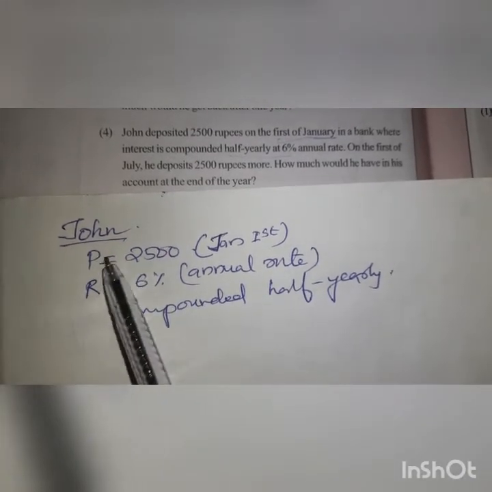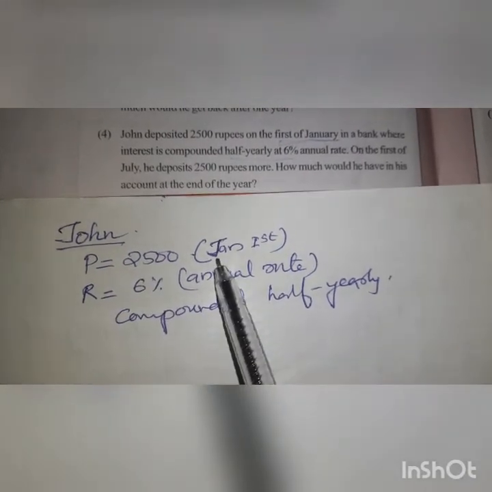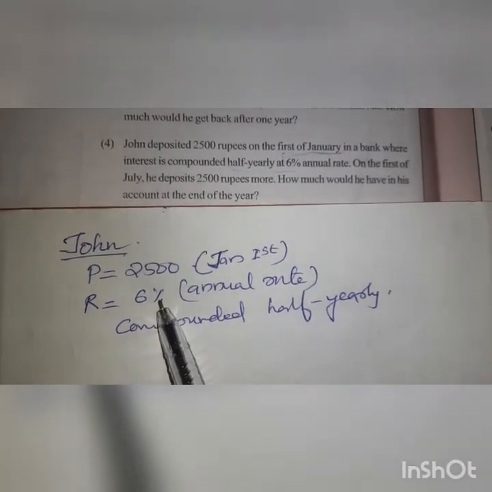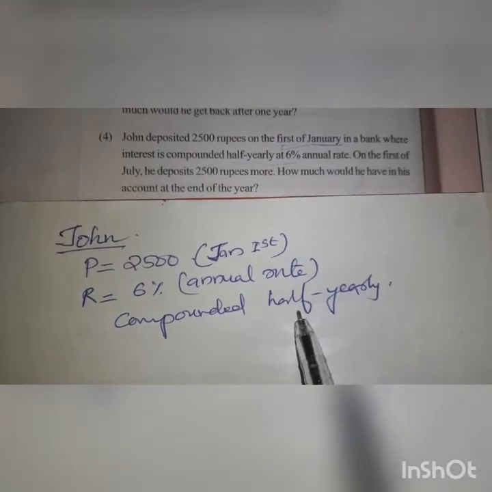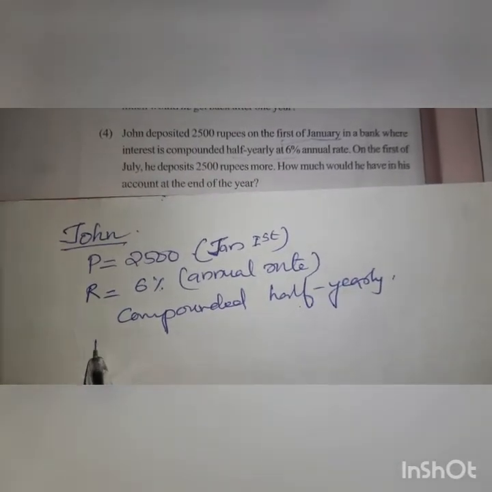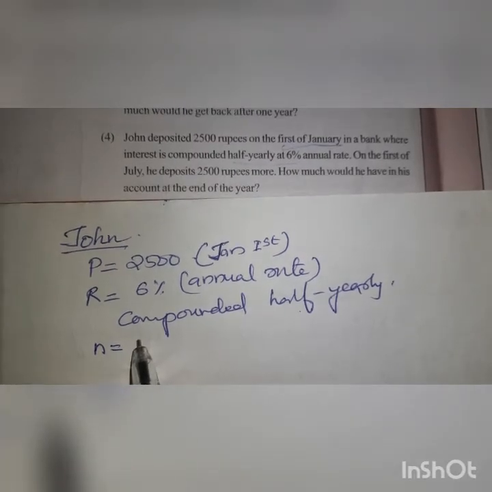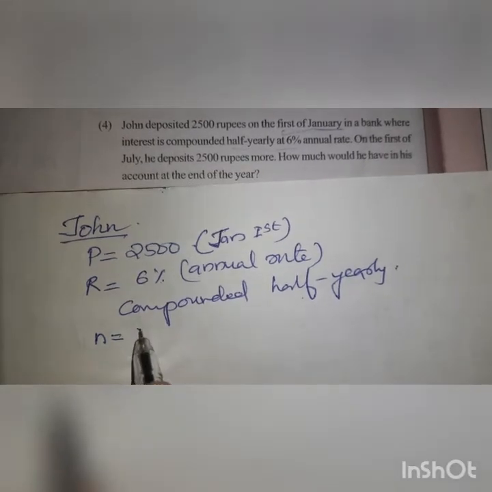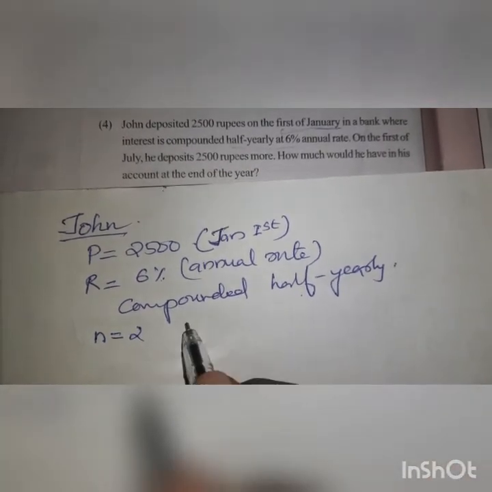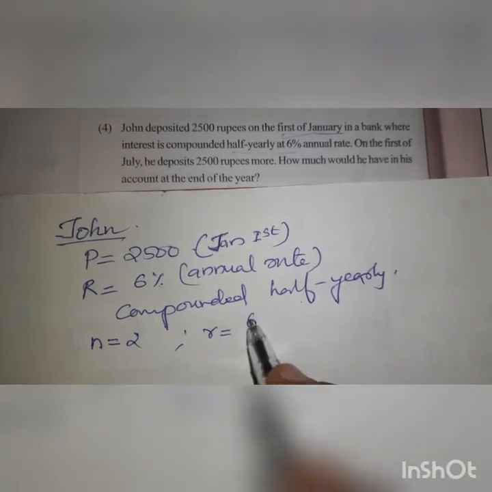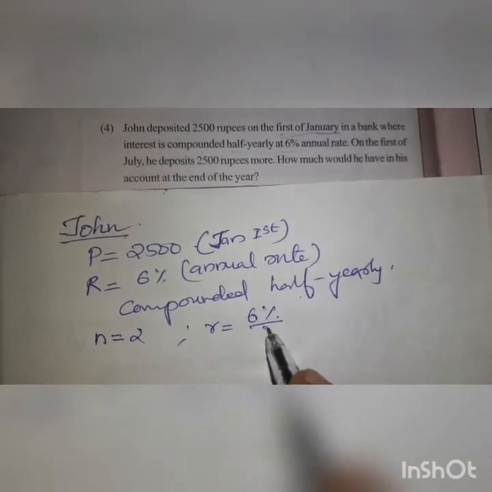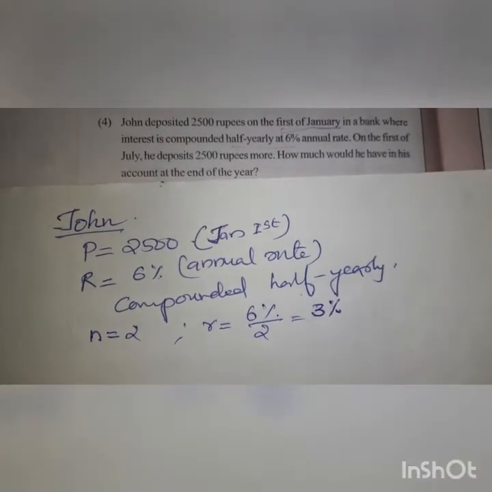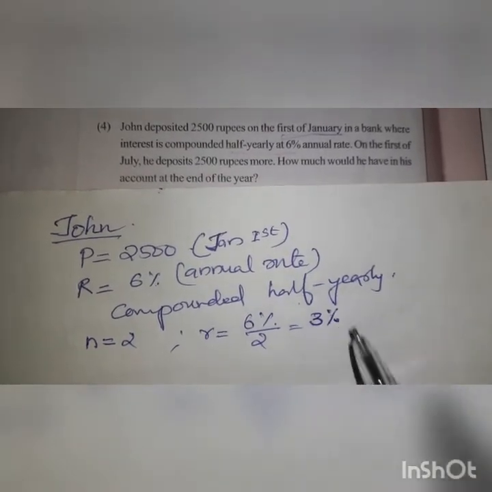So remember this one. John deposited 2,500 on the 1st of January, and the annual rate of the bank is 6%, but it is calculated half yearly. So we can write n is equal to 2, because half year calculation. And what about the rate of interest? 6% annual rate is cut to half. That is 3%, 3% every half year. Okay, that is the rate of interest the bank is giving.